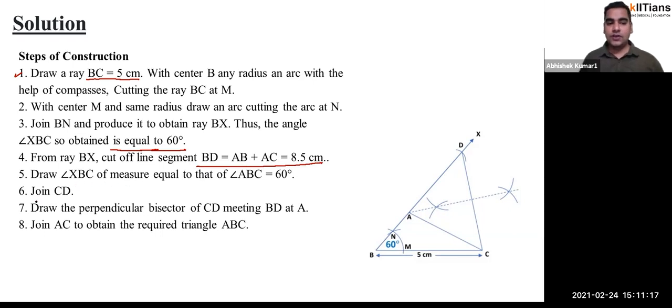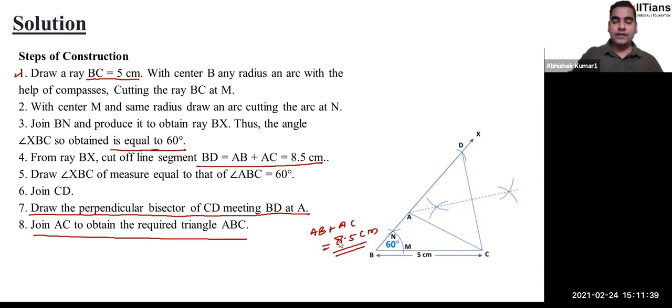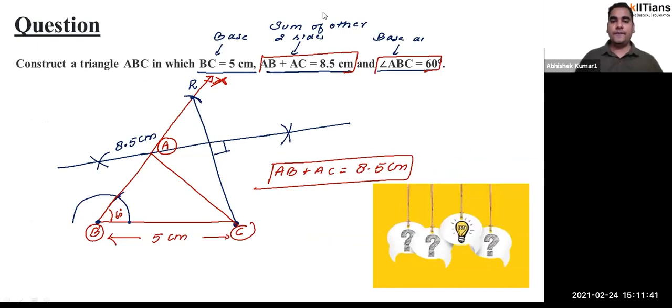After that, you need to draw the perpendicular bisector of CD, which is going to meet this BX or BD at some point, and you are going to call it A. After that, you just need to join A to C. So here you will observe that this AB plus AC, the sum of these two sides, will automatically be equal to 8.5 centimeter as provided in the problem here. Is that clear to everyone?